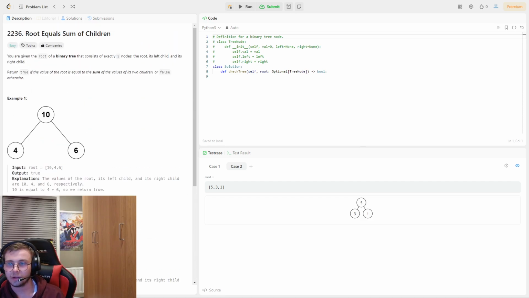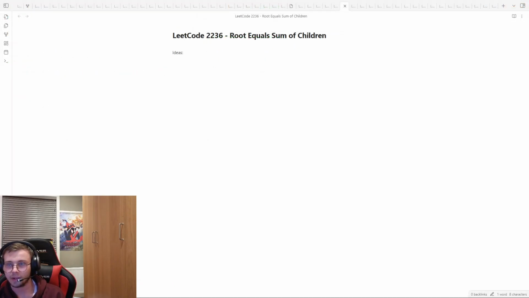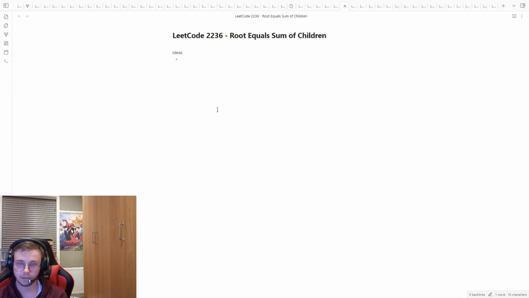So, I'm going to go to my notes here. Ideas: it's literally going to be find left node, find right node, sum them, check if it is equal to the value of root, return true if it is, false otherwise.